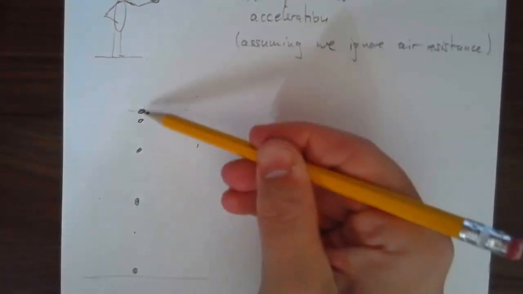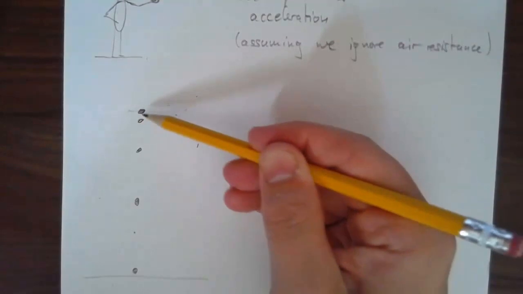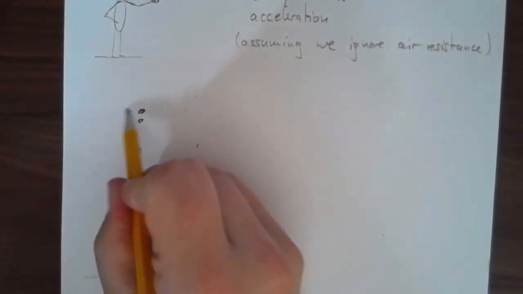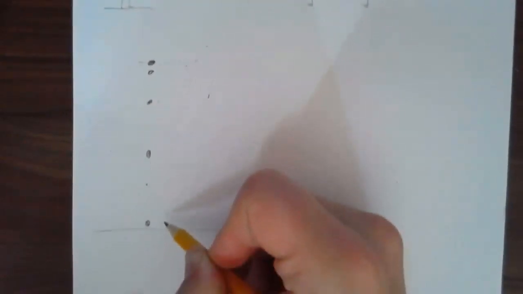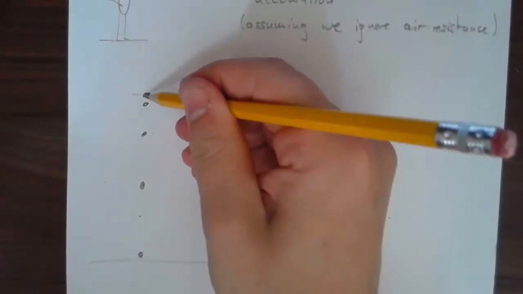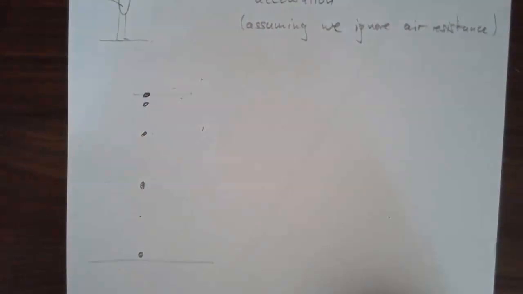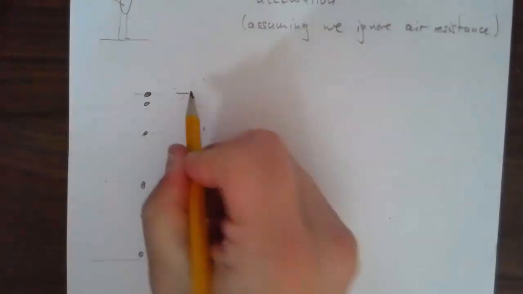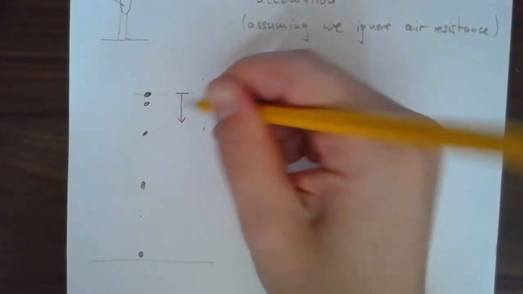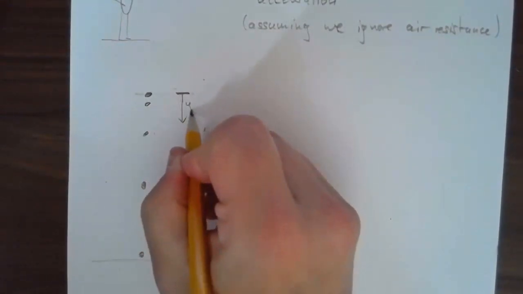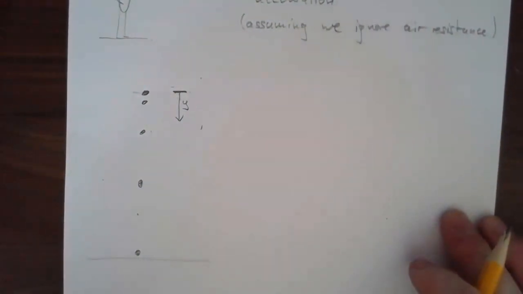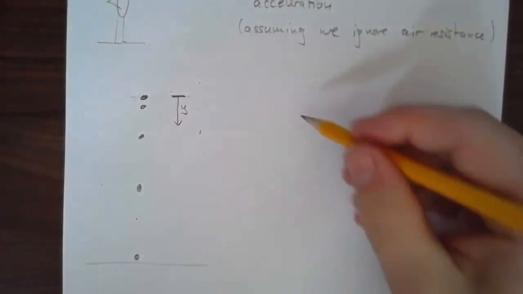Clearly accelerated motion. Every maybe tenth of a second, say this is 0 seconds, 0.1, 0.2, 0.3, 0.4. Every tenth of a second, it covers more distance than it did in the previous tenth. So let me put down a coordinate system so we can describe this motion. I'm going to put my origin up here, and I'm going to have it point down just because I feel like it.